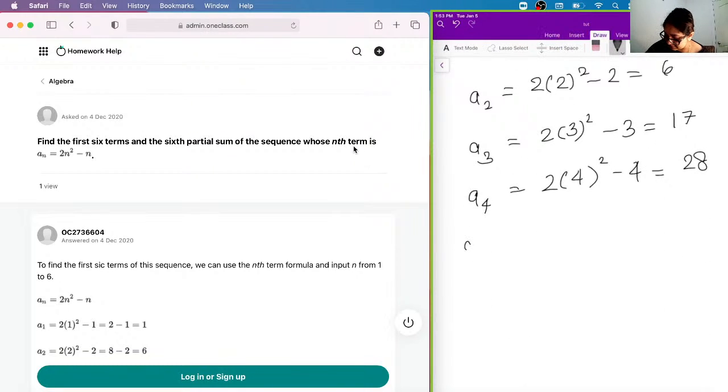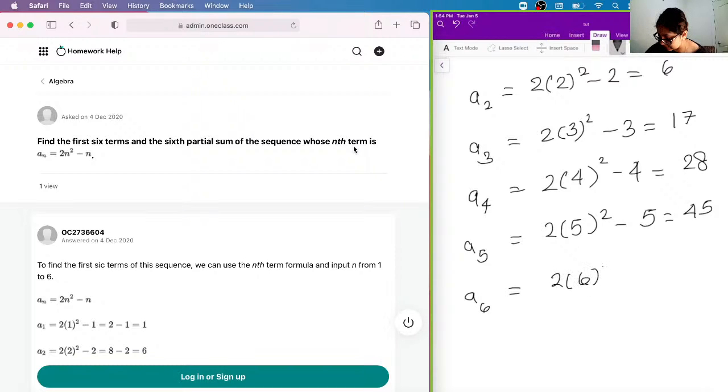And a to the 5, and you get here 45. And lastly, as a 6th term, we get 2 times 6 squared minus 6, and this equals 60. Okay, so therefore the 6th term of the sequence.